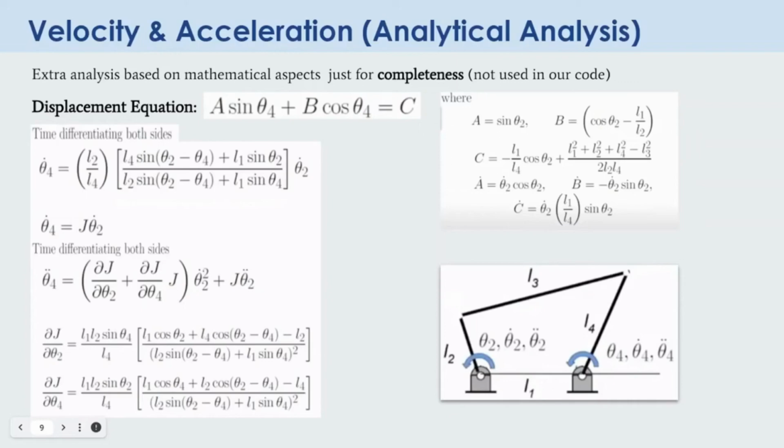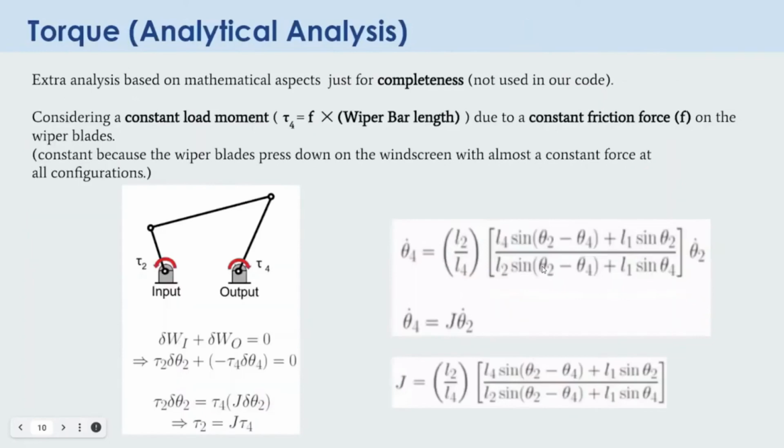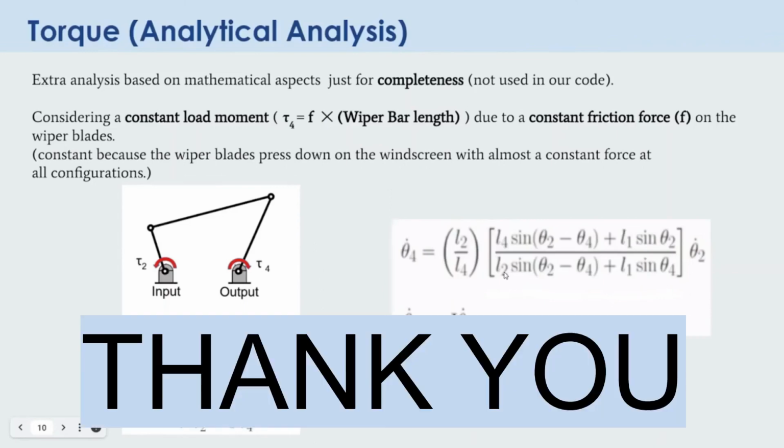Now for finding the torque, we assume a constant load, and the moment is caused by a constant frictional force. Using the work input and work output, we equate them to get tau2 equal to J into tau4, where J is the Jacobian obtained as in the velocity equation.